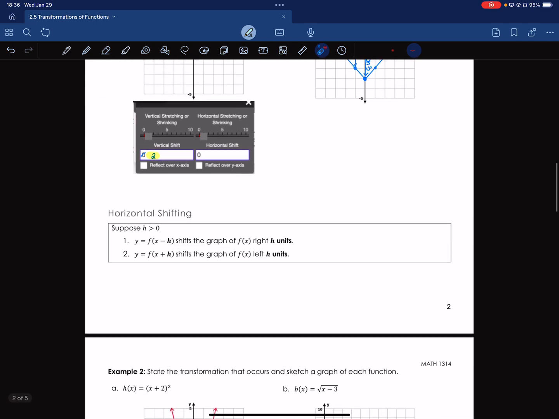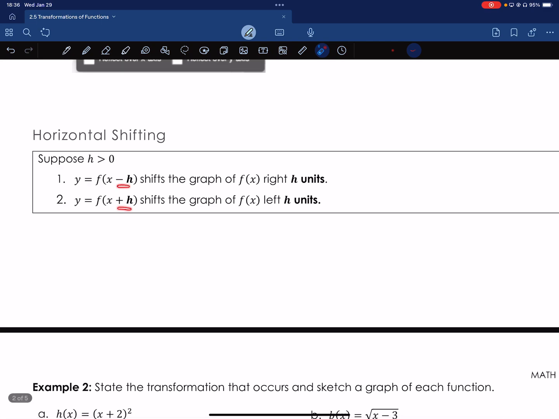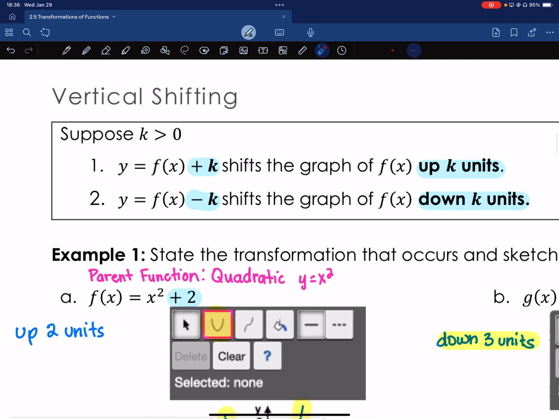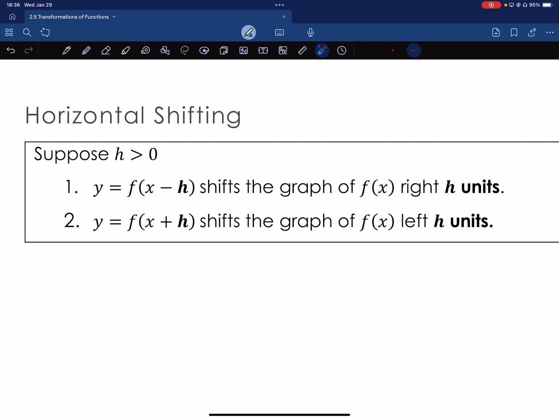Okay, then we have our horizontal shift, and this is one of the ones that mess people up. So notice the placement of our values. Notice that it's inside the parentheses, versus up here, the K's were on the outside of the parentheses. That makes a big difference. So when it's on the inside, anytime you're dealing with anything inside directly affecting the X value, this is where it starts to act goofy. And what I need you to remember is that these will always act opposite of what they look. And I'm going to explain what that means. But they'll always be the opposite.